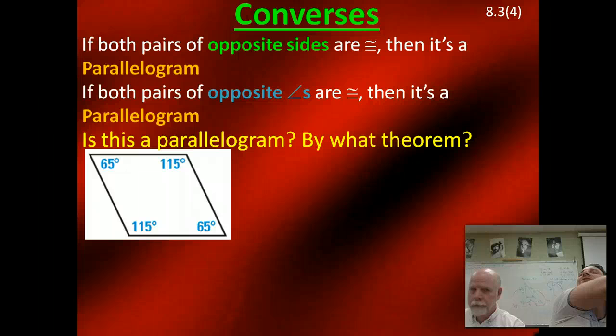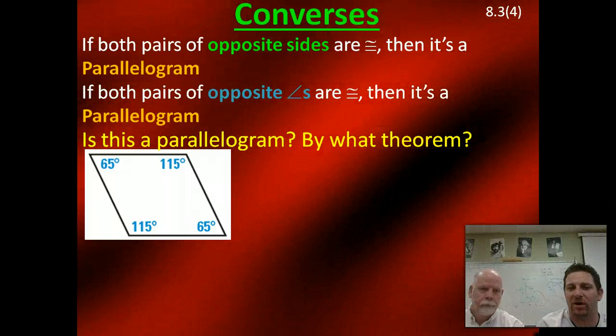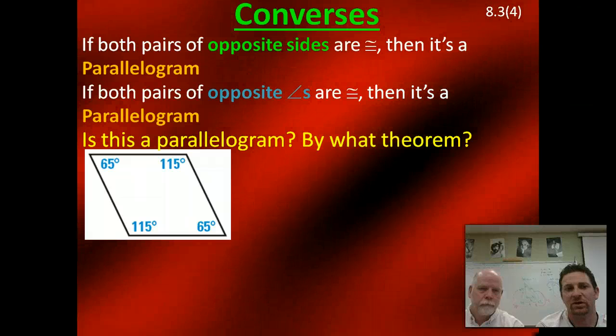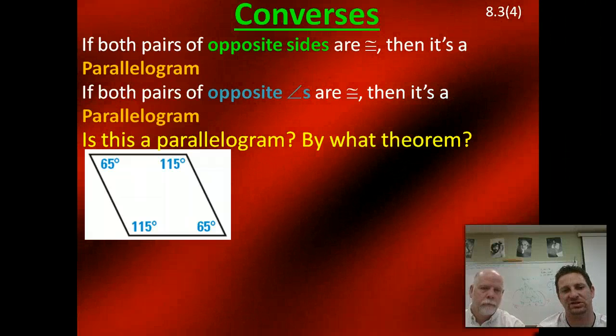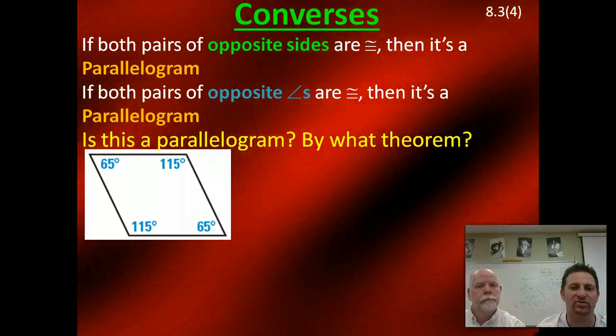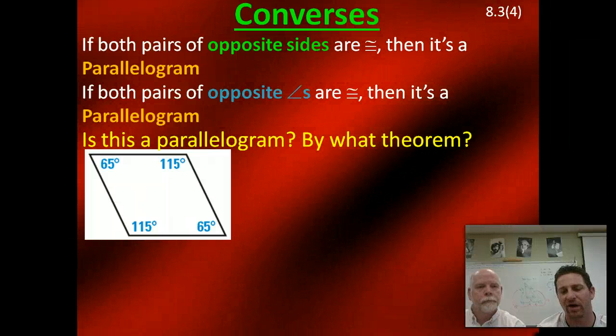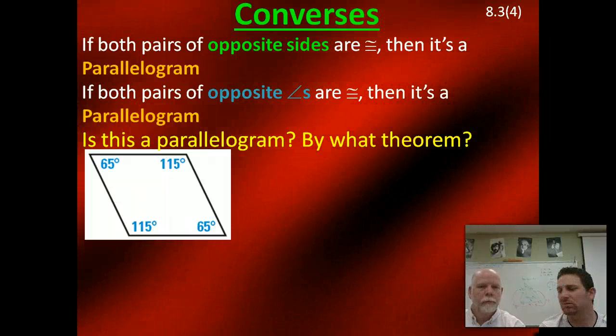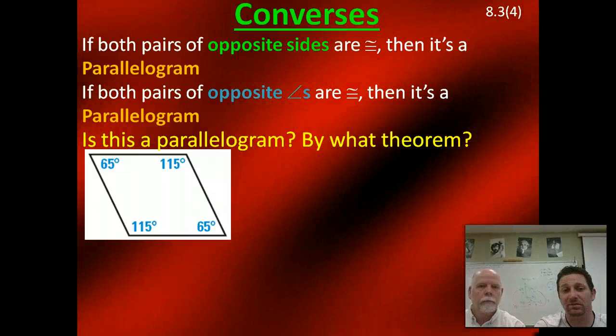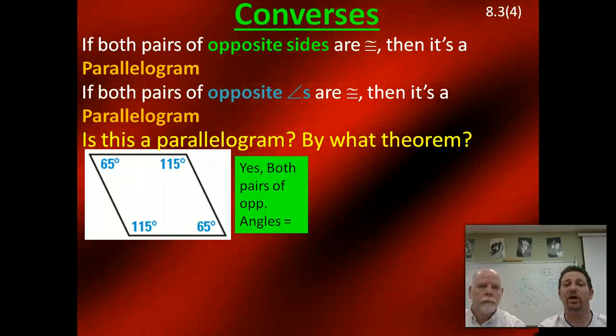Let's just look at a problem here. This says, is this shape a parallelogram, and by what theorem? I see that the acute angle in the upper left corner is 65, the acute angle in the bottom right corner is 65, the obtuse angle in the upper right corner is 115, and the other obtuse angle in the lower left corner is 115. So I have opposite angles that are congruent, and therefore I have a parallelogram. It's really easy to see, guys. Just slow down, use some common sense, and you can get it. Yes, both pairs of opposite angles are congruent.